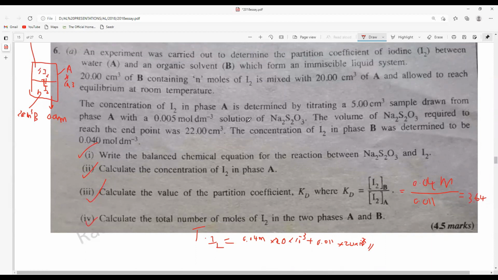So you see, this is a typical homogeneous phase equilibrium question, finding the partition coefficient for an equilibrium of I2, using titration with sodium thiosulfate.